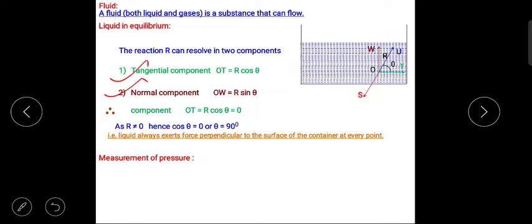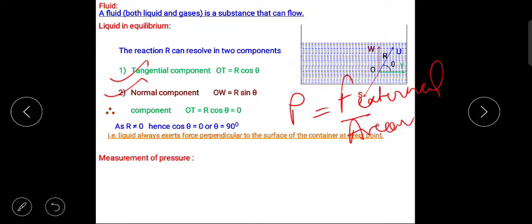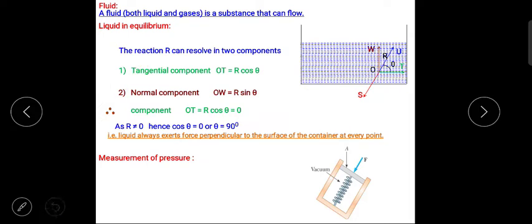Now what is the process to measure pressure? Pressure is nothing but the external force upon the area up to which it is applying. The measurement of pressure is like this. Suppose you have taken a wooden block under which a spring is attached, the area of cross section of this plank is A, and here is the vacuum. Now the force applied is external, and the area of cross section is the area over which you are applying the force.